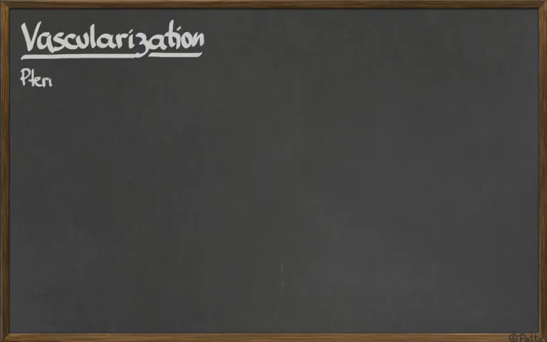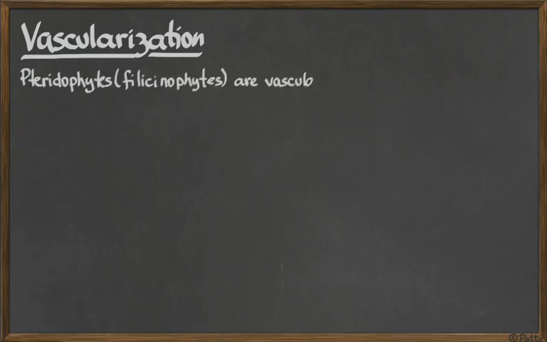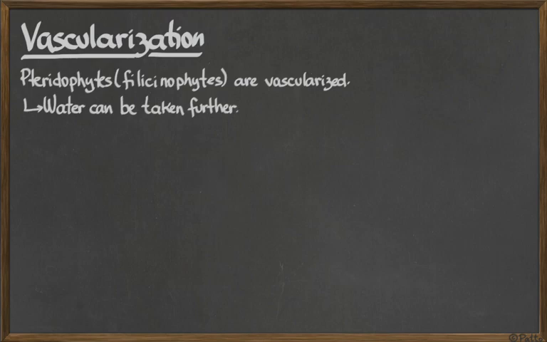So let's talk about this vascularization. The pteridophytes, they are vascularized. They are the first land plants that are vascularized. And what would be the consequence of that? The consequence is that water can be taken further. So instead of taking water only by diffusion, and don't get me wrong, every living thing is going to be doing diffusion. Even if they are vascularized, they are going to be doing diffusion to spread water and chemicals around.